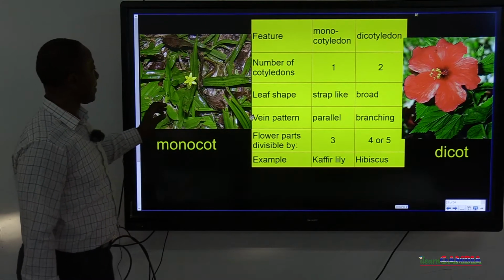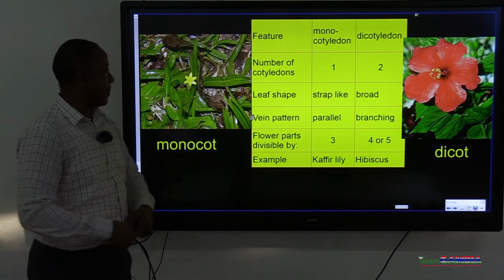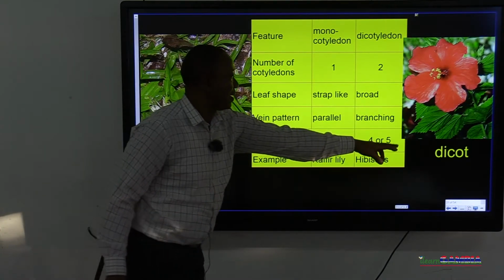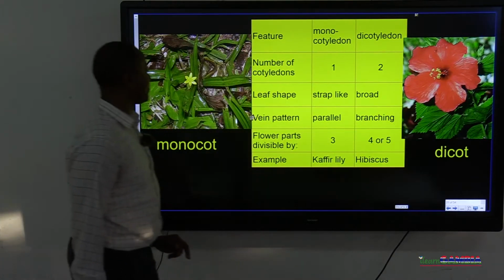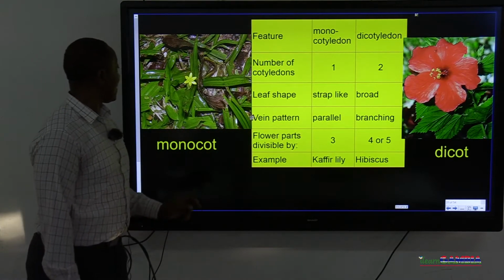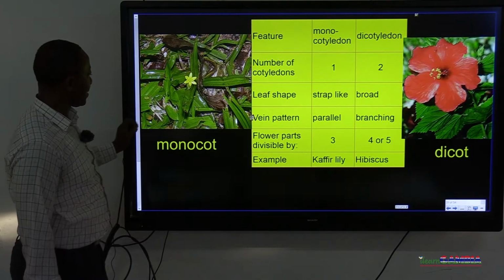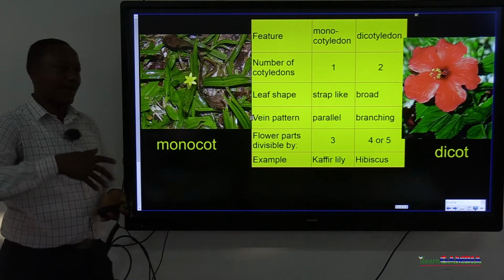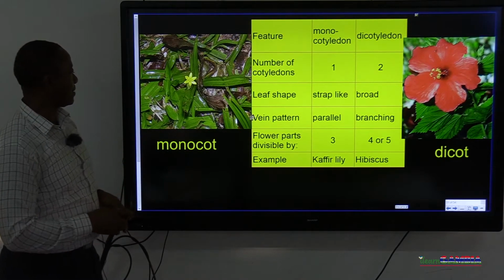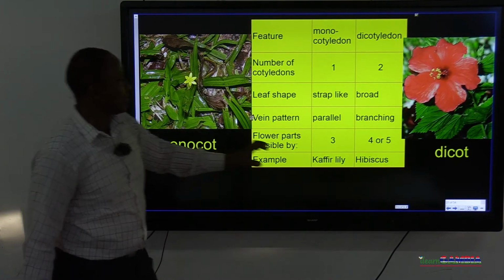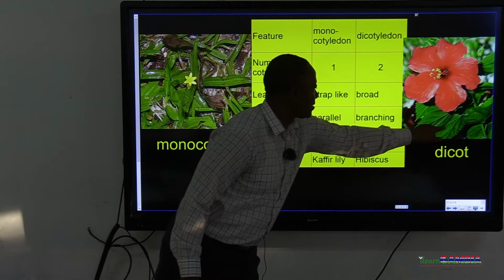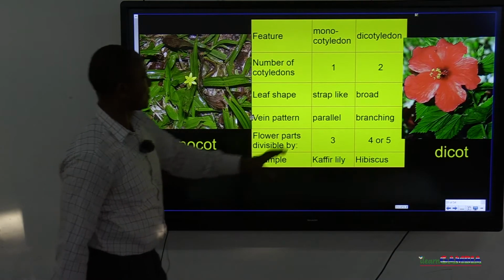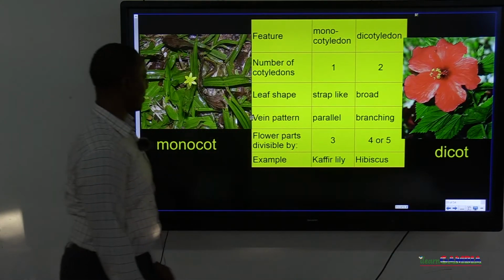The shape of the leaf. This one is like a strap, like a belt. It is thin and long or narrow. And this one, the leaves are broad. And the vein pattern, though not very visible here, the veins in these ones run parallel. They are running alongside the leaf. And this one, they form a network, branching things, okay? So because of that, we describe them as branching or network.